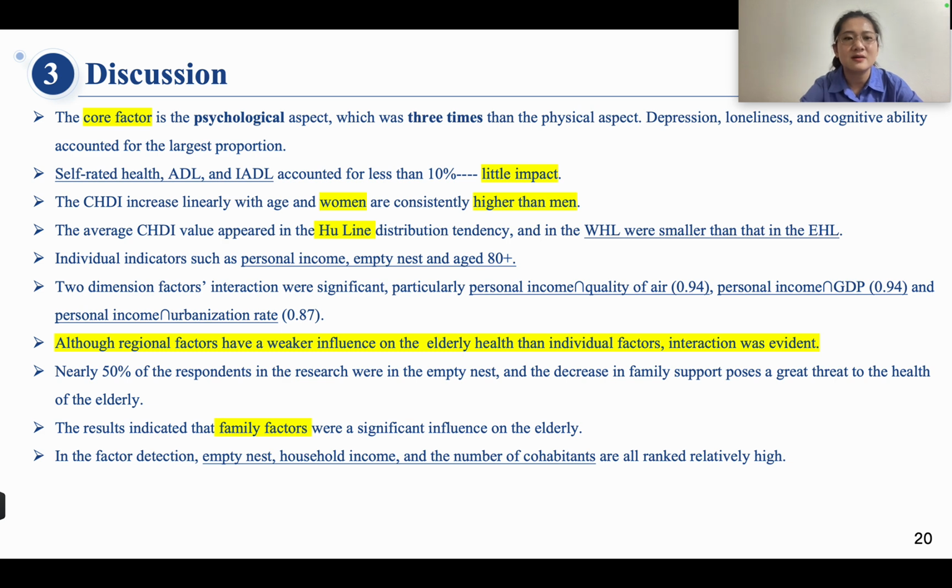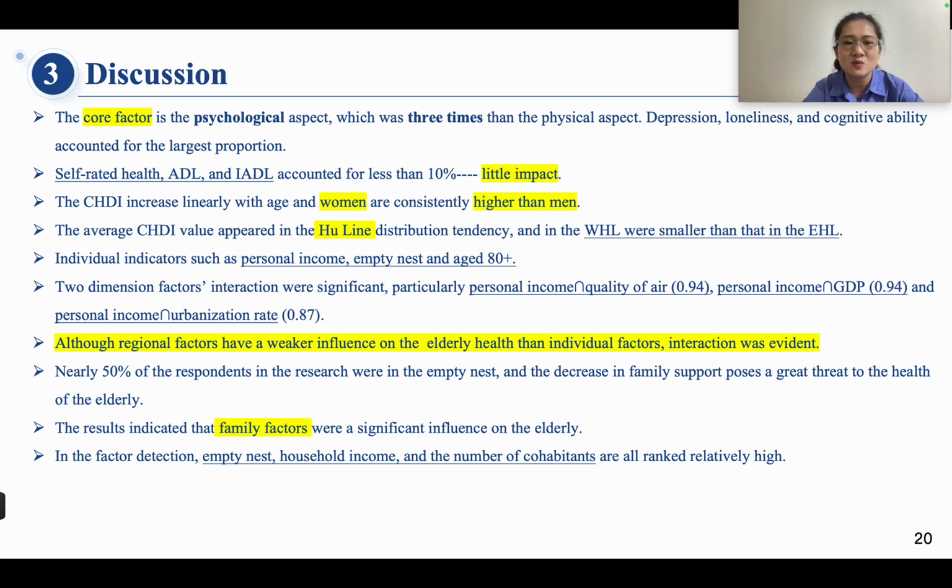Discussion. The core factor is the psychological aspect, which was 3 times that of the physical aspect. Depression, loneliness, and cognitive ability accounted for the largest proportion. Self-rated health, ADL and IADL accounted for less than 10%, little impact. The CHDI increases linearly with age, and women are consistently higher than men. The average CHDI value appeared in the Hu line distribution tendency, and in the WHL it is smaller than that in the EHL. Individual indicators such as personal income, empty nest, and aged 80 and above.